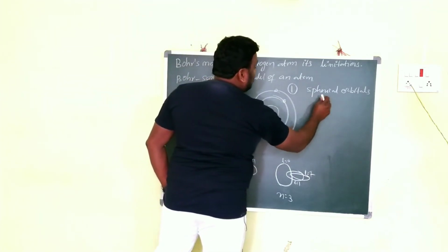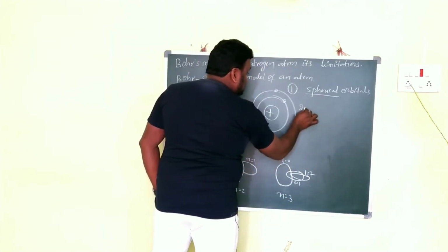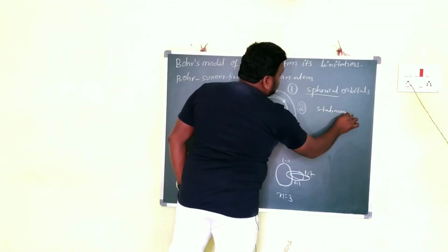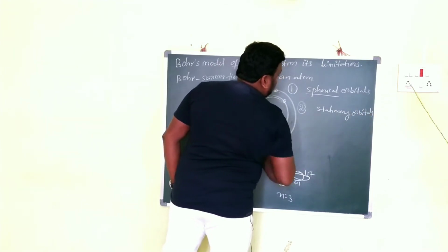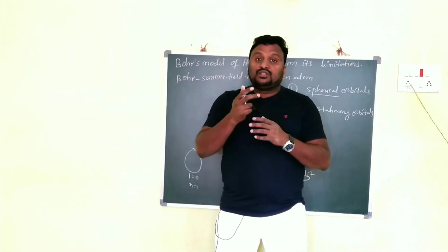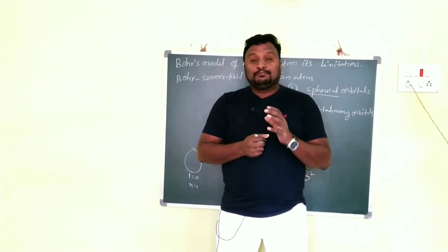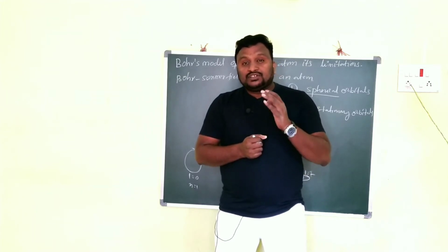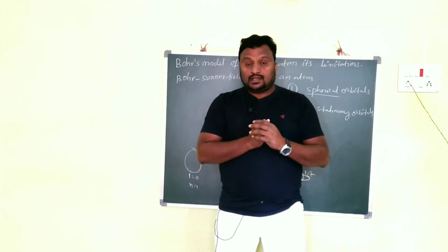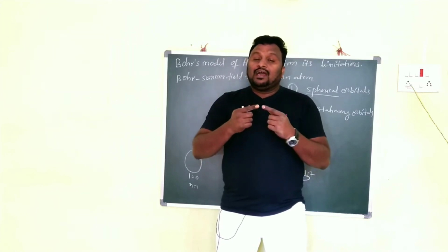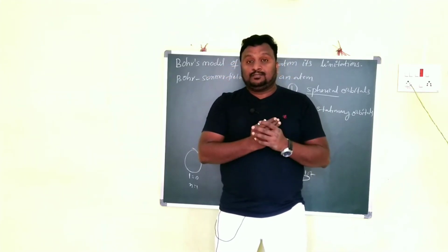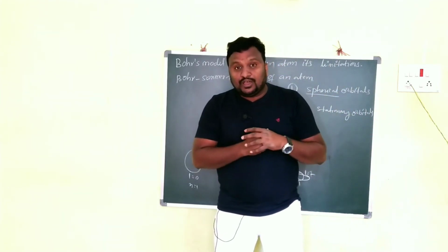Those are in the shape of spherical or circular, and he gave the name stationary orbits to those orbits. Clear? Stationary orbit means that when an electron revolves around the nucleus in a particular shell or orbit, for as long as it revolves in that particular orbit, there is no loss of its energy. According to Bohr, while an electron revolves in a particular orbit, there is no loss of any energy, either by absorption or emission of energy.